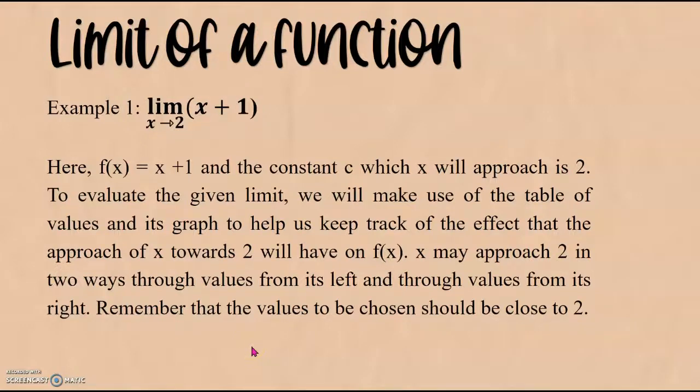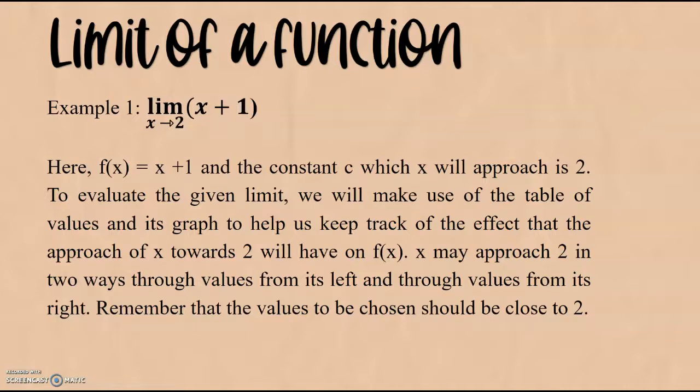Let's have the first example. Let's find the limit of x plus 1 as x approaches 2. Here, f of x is equal to x plus 1, and the constant c which x will approach is 2. To evaluate the given limit, we will make use of the table of values and its graph to help us keep track of the effect that the approach of x towards 2 will have on f of x.